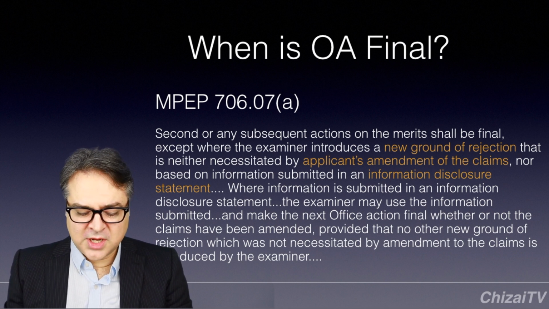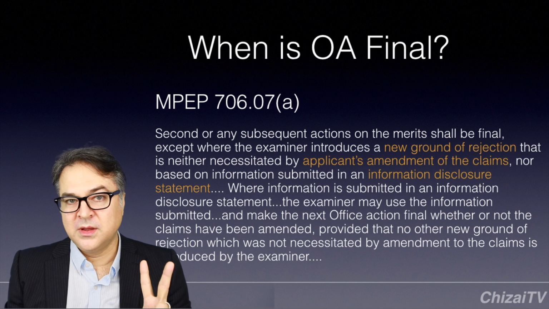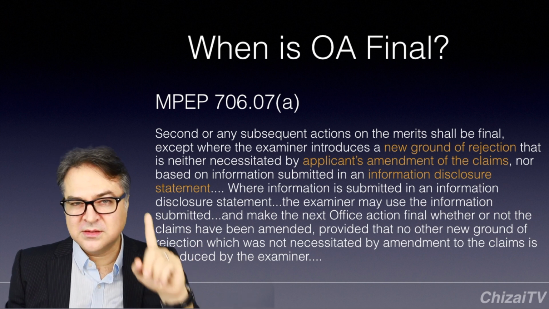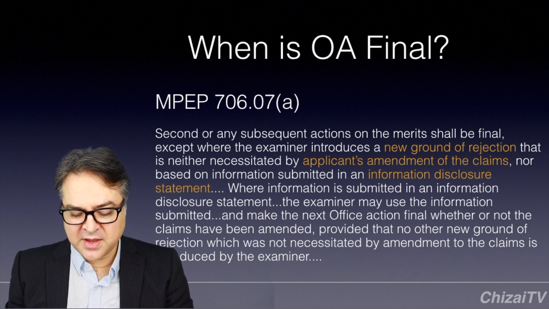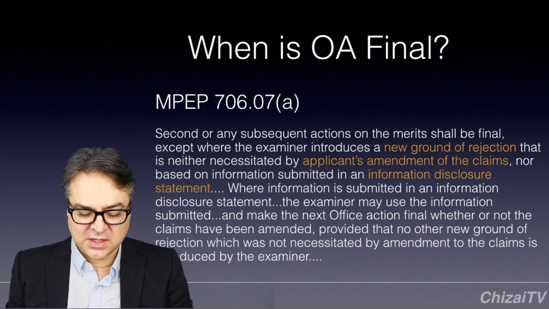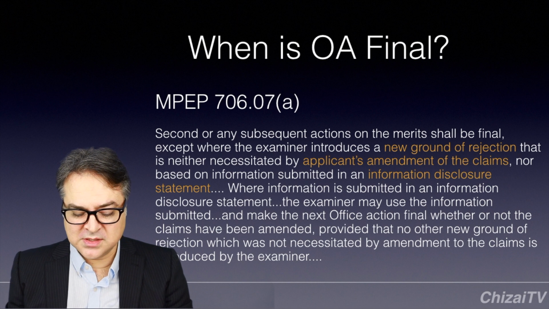So the new ground of rejection that is neither necessitated by applicant's amendments to the claims nor based on information submitted in an information disclosure statement. So you've got 2 things to remember: amending the claims or an IDS. Just keep that in your mind. Where information is submitted in an information disclosure statement, the examiner may use the information submitted and make the next office action final whether or not the claims have been amended, provided that no other new ground of rejection, which was not necessitated by amendment to the claims, is introduced by the examiner.